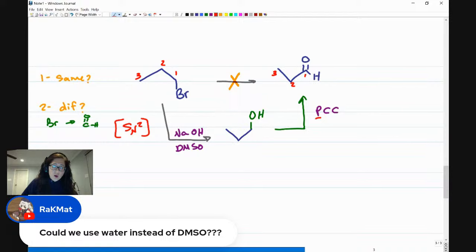Question, can we use water instead of DMSO? No. If I switch this to water, to H2O, then I'm putting NaOH in its own conjugate solvent, a polar protic solvent, which would make it favor elimination over substitution. And my product or my intermediate here would look like this, which doesn't help me.